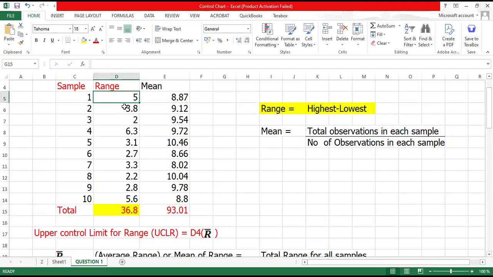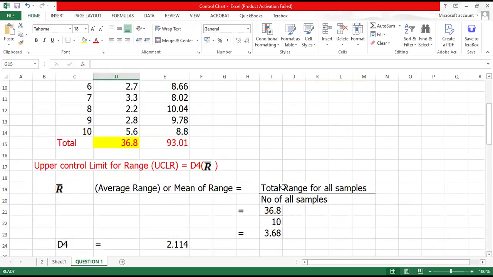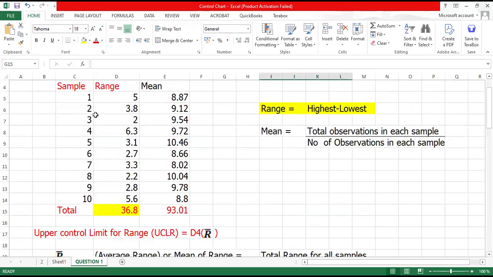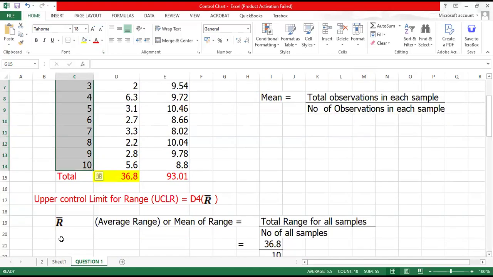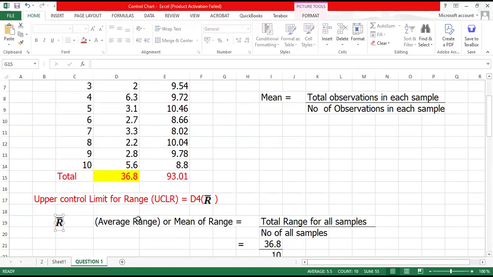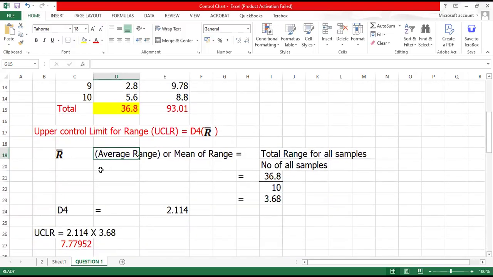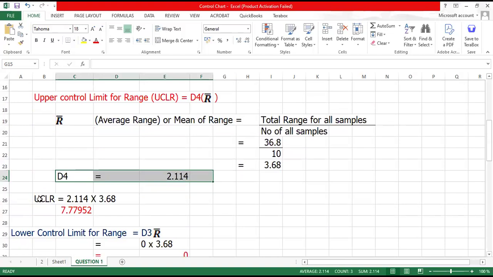This is range for sample 1, for sample 2, for sample 3. But here we are saying get total range for all samples, then divide by the number of samples. How many samples? 10. Okay, that's how you'll be getting R bar. Are we clear about R bar? Then D4 is given in the question. So finally, go ahead and get upper control limit for range.